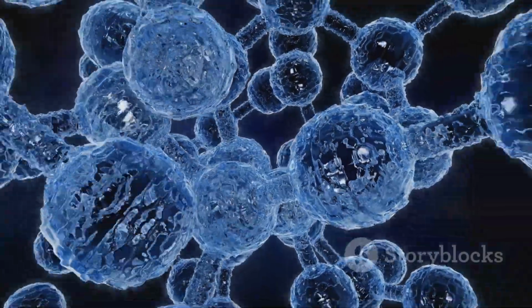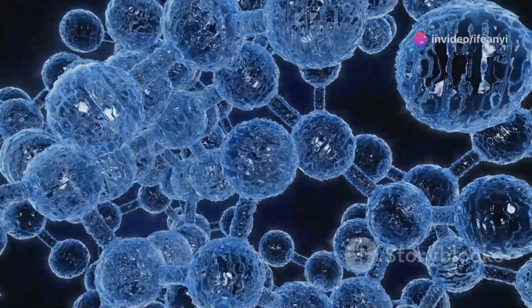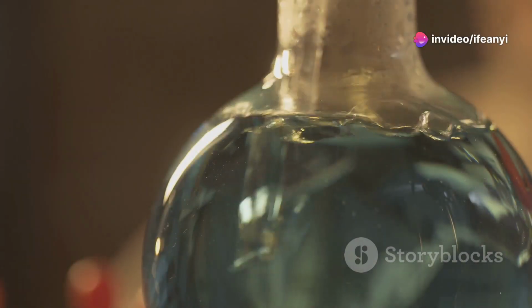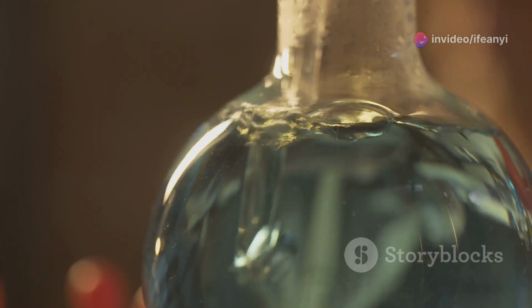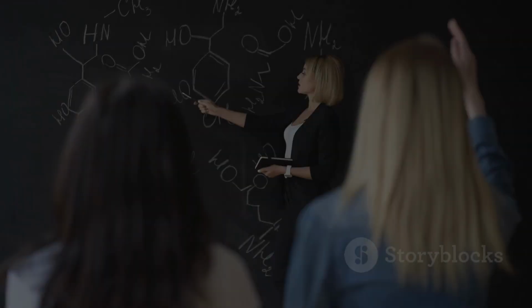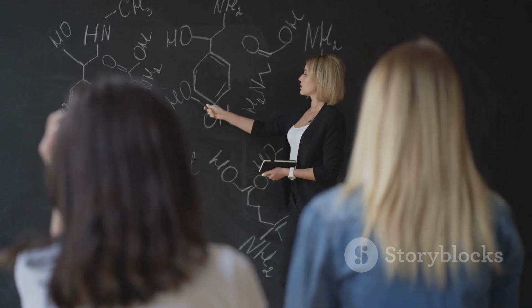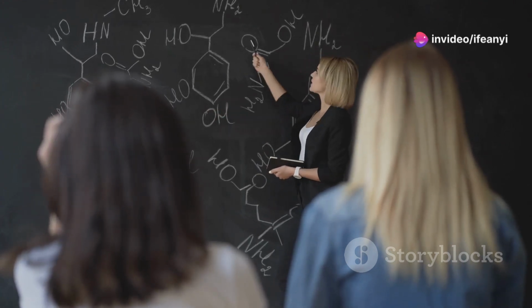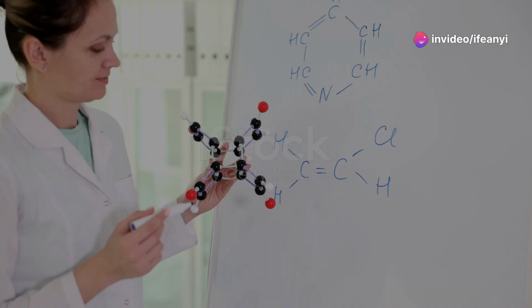What distinguishes alkenes is the presence of a carbon-carbon double bond within their molecular structure. This double bond dictates the personality of these molecules, influencing their properties and reactivity. The general formula for alkenes is CnH2n, where n represents the number of carbon atoms. Join me as we delve deeper into the world of alkenes.